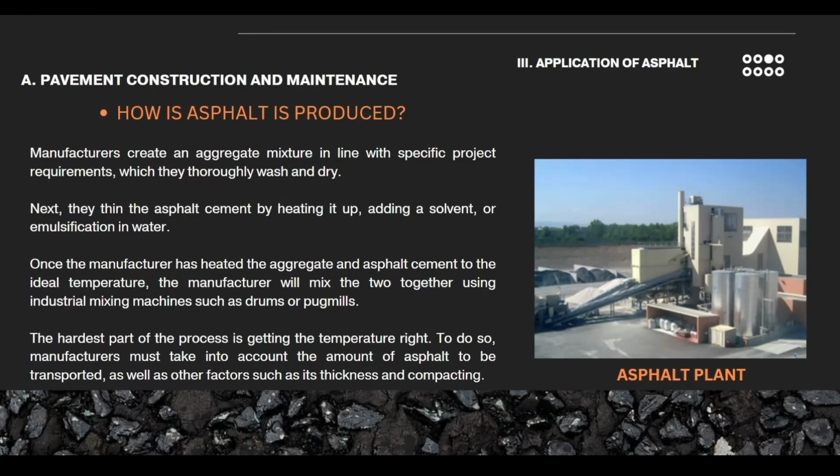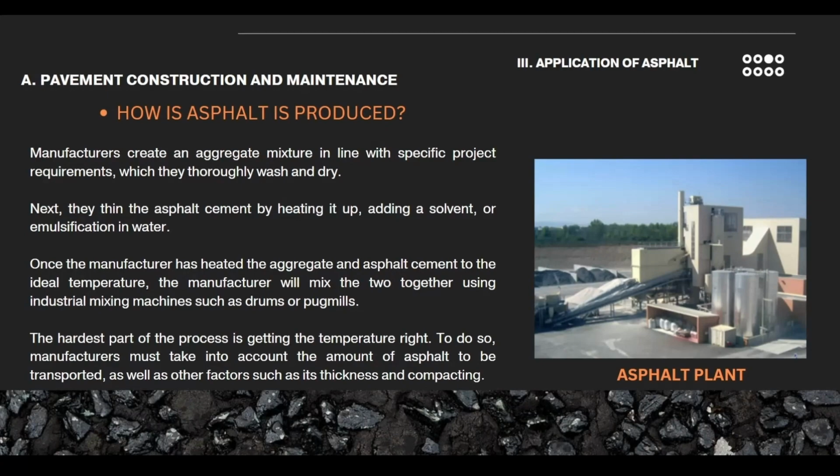So, pavement construction and maintenance. So how is an asphalt road produced? Manufacturers create an aggregate mixture in line with specific project requirements, which they thoroughly wash and dry. Next, they thin the asphalt cement by heating it up, adding a solvent, or emulsifying it in water. Once the manufacturer has heated the aggregate and asphalt cement to the ideal temperature, the manufacturer will mix the two together using industrial mixing machines such as drums or pug mills.